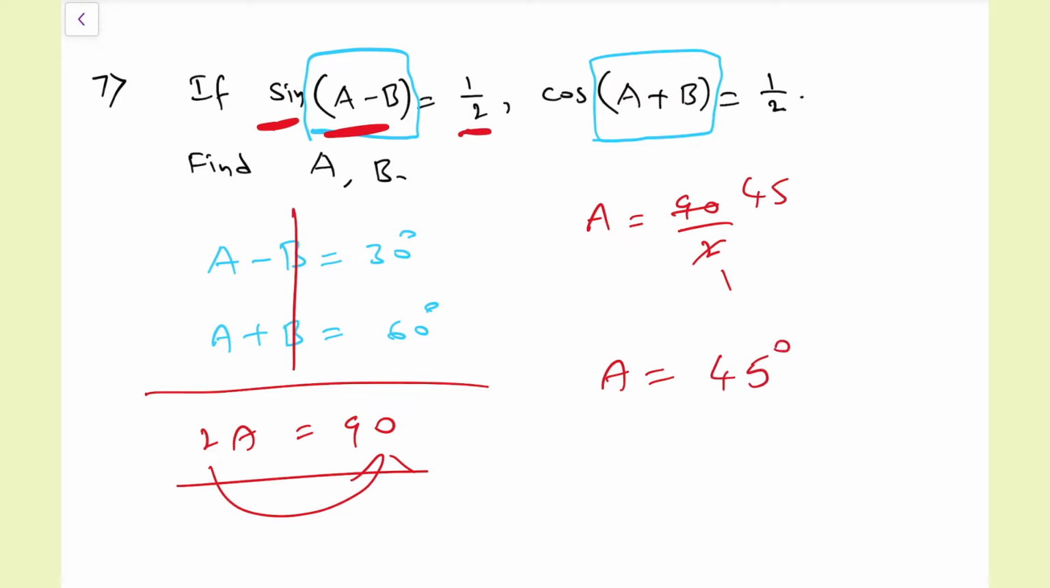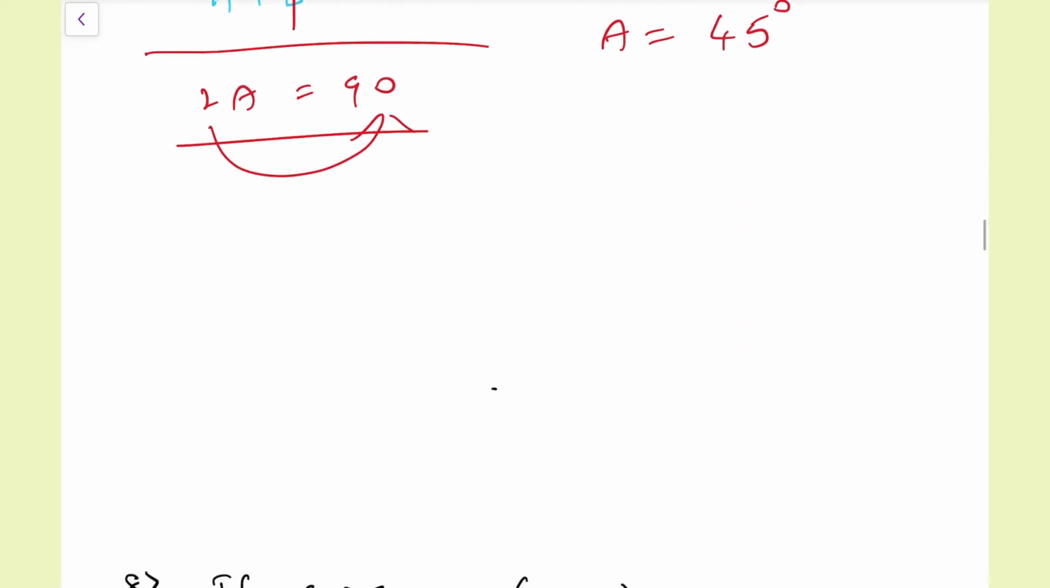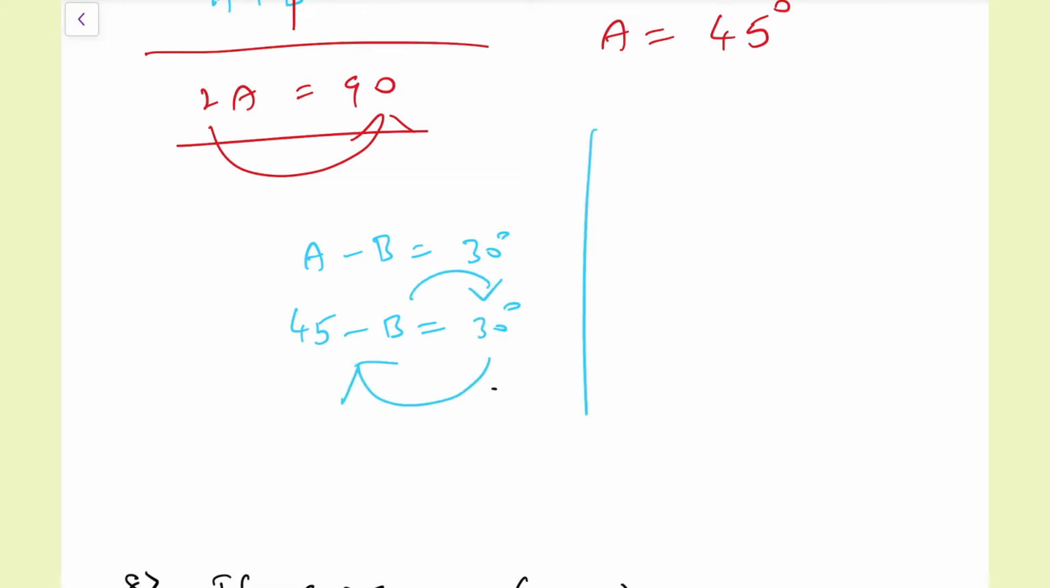Then we need to find out the B value also, right? So take either the first equation or the second equation. I am taking the first equation. A minus B equals 30. The A value we got is 45 degrees, so 45 degrees minus B equals 30 degrees. Take 30 this side and minus B this side. So 45 minus 30 equals B. So angle B equals 15 degrees.